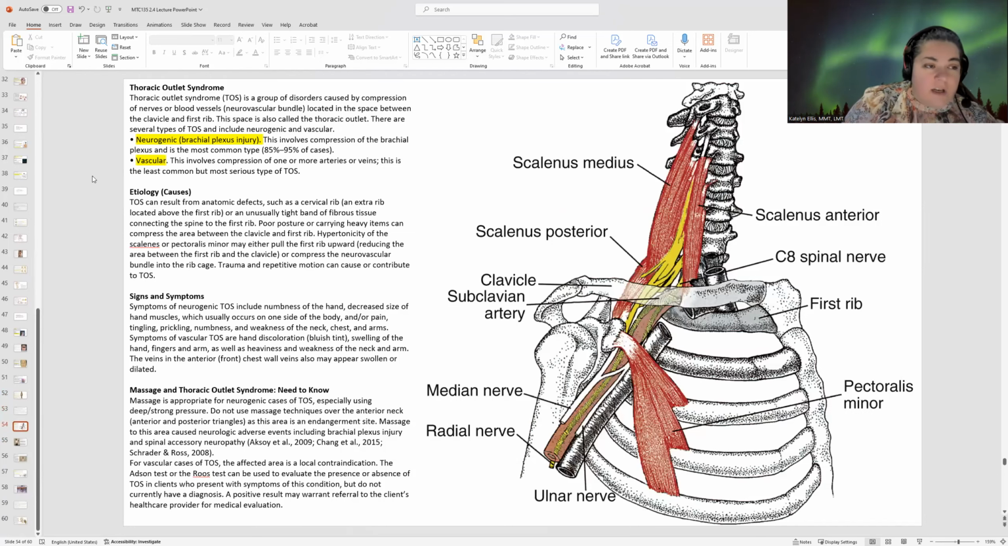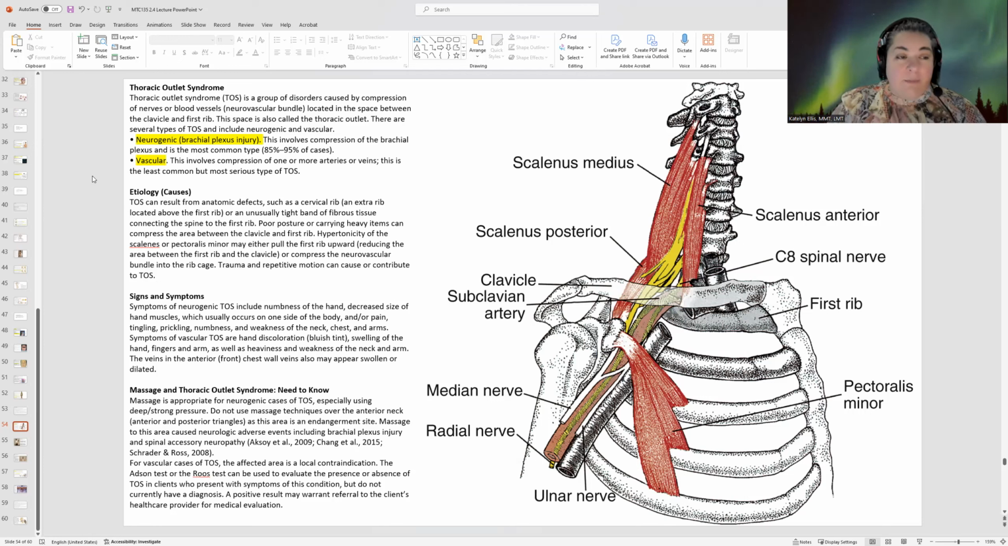And now we are going to talk about thoracic outlet syndrome. This is more common than what you would think. Thoracic outlet syndrome is a group of disorders caused by compression of nerves or blood vessels. All right, your neurovascular bundle located in the space between the clavicle and the first rib. This space is also called the thoracic outlet. There are several types of TOS, and that includes neurogenic and vascular reasons for getting these issues.